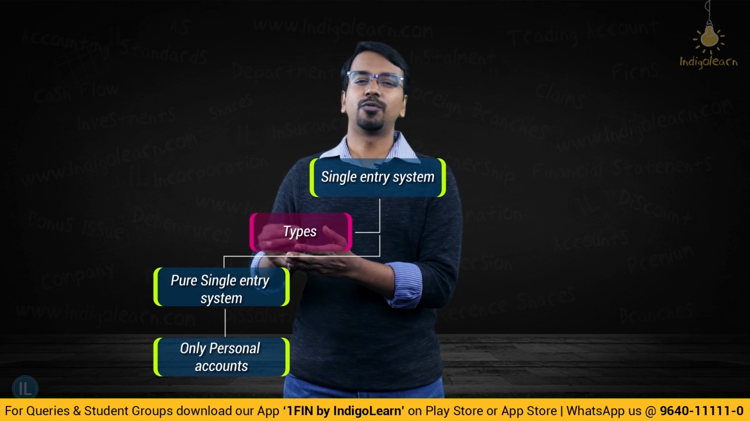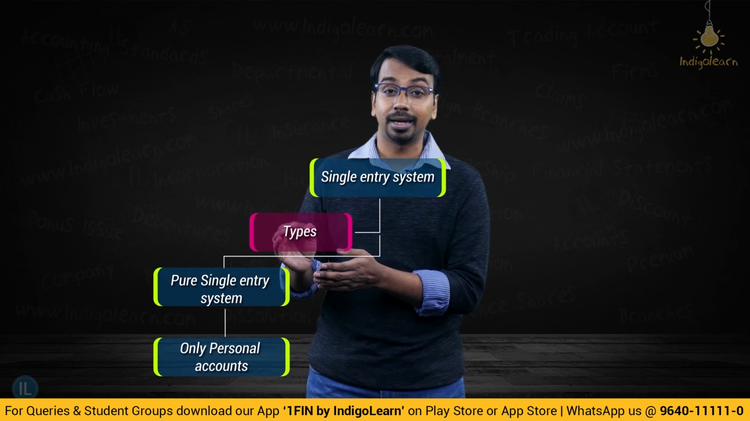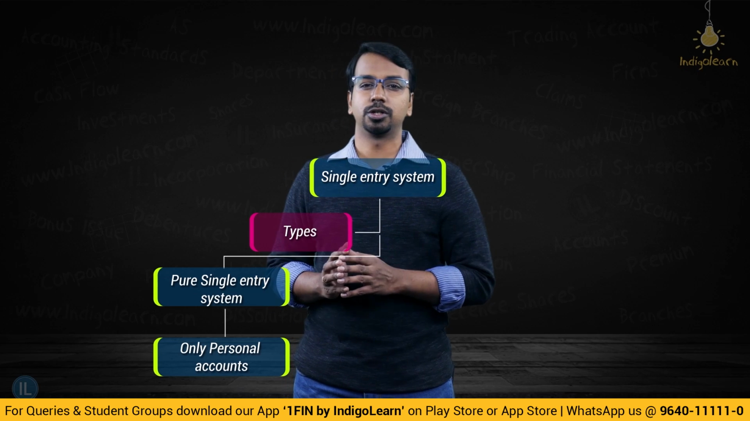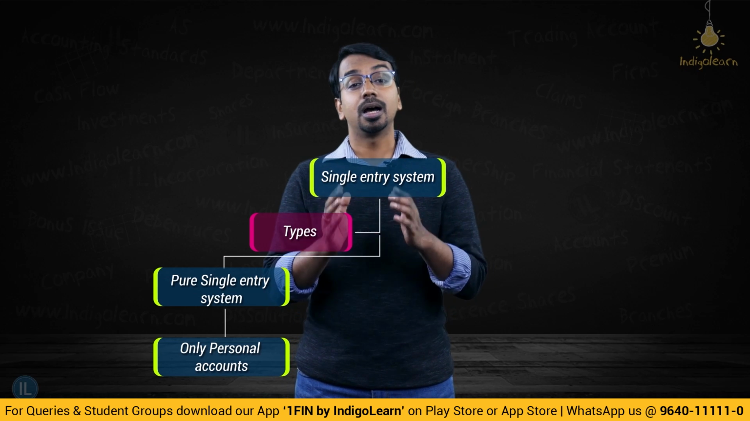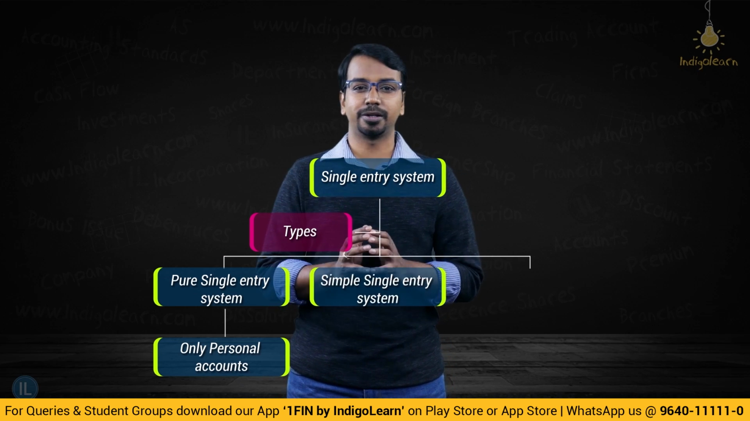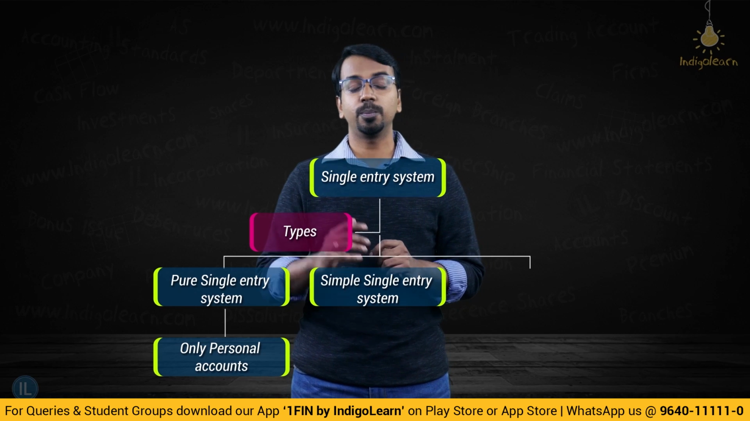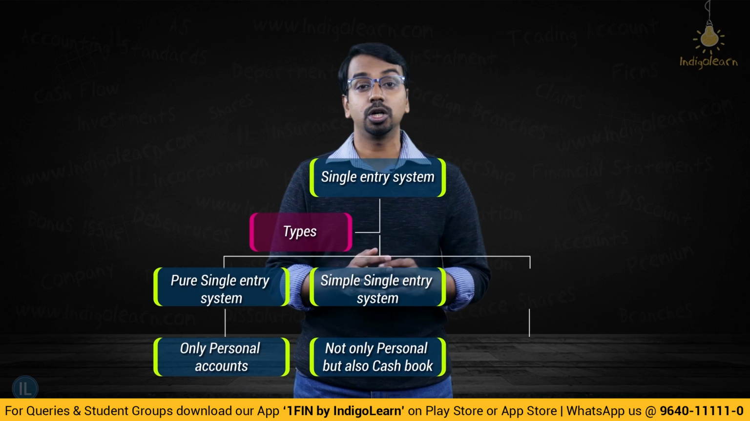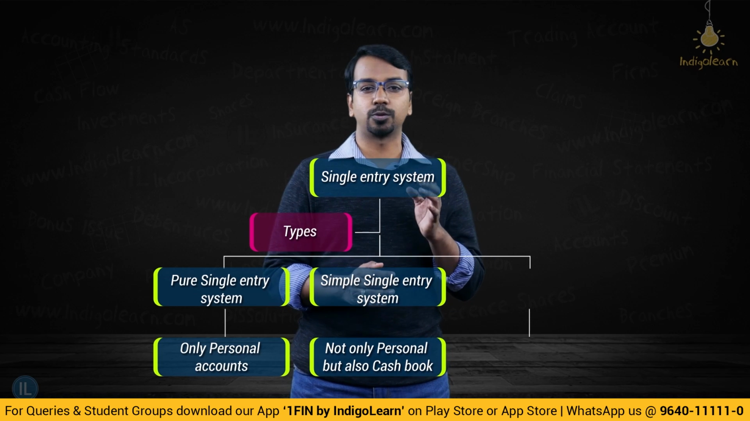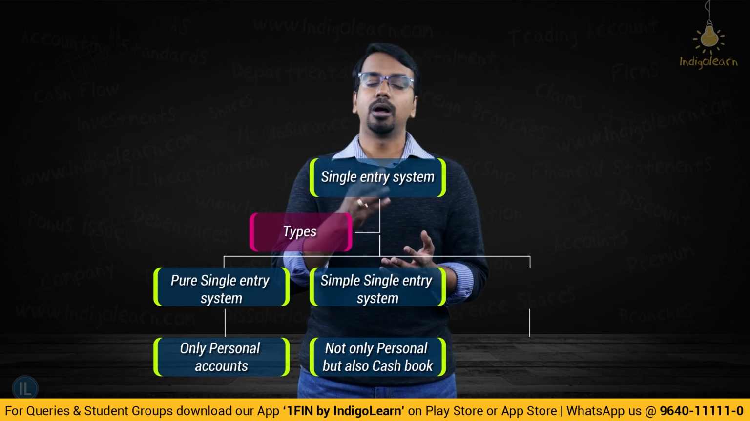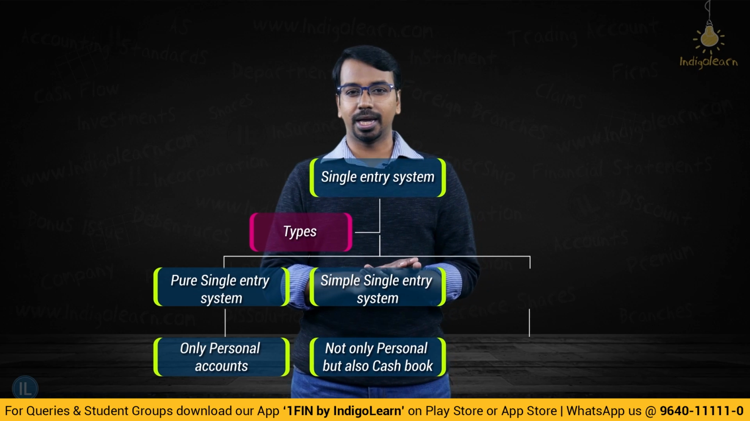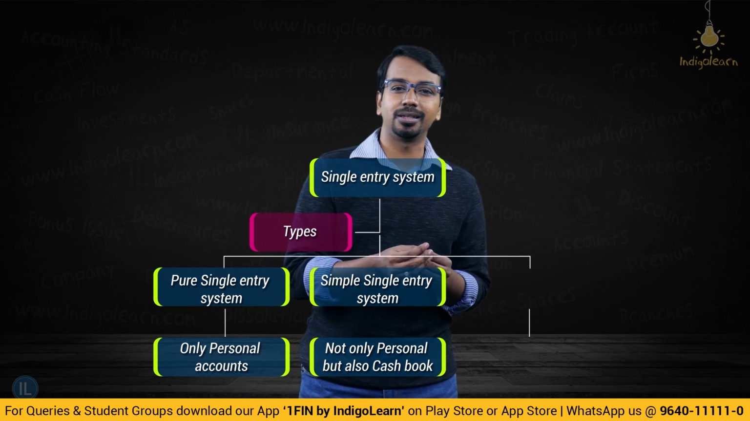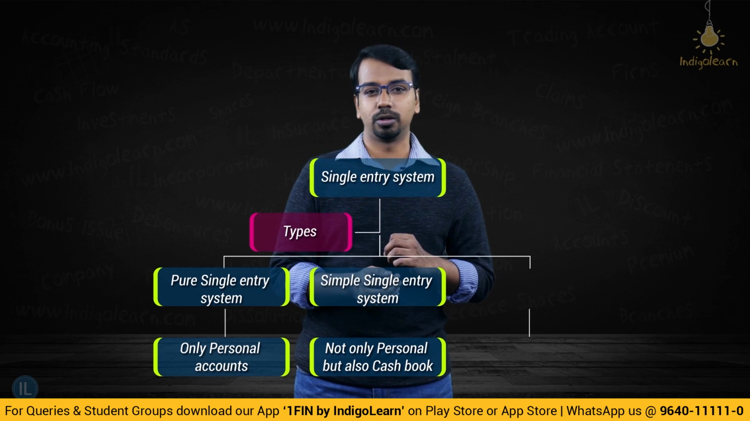Now with this, it's very difficult to prepare the final accounts, or it's very difficult to figure out the profits and the financial position. The next category is a simple single entry system. Now in this simple single entry system, you not only maintain the personal accounts, that is your debtors ledger and your creditors ledger, you also maintain your cash book. Now what does this cash book capture? All the cash related transactions. Now even here, you do not maintain any further details regarding your expenses and all those items.